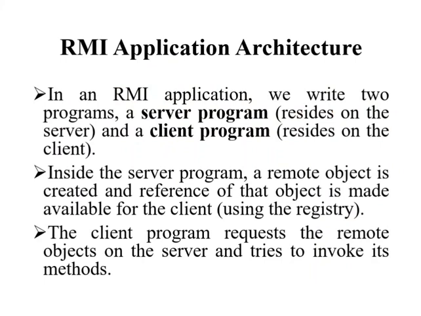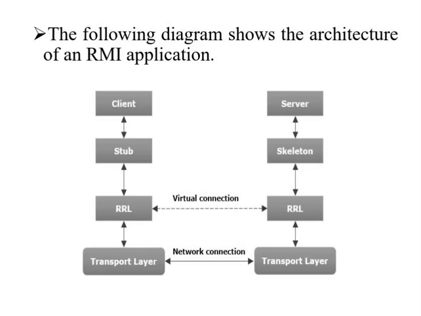Then next component is stub. A stub is a client-side representation of the remote object. It is a gateway for the client software that sits in the client system. The stub is an object that serves as a client-side gateway, via which all outbound requests are directed. It is a client-side object that represents a remote object. It acts as a gateway for the client program.